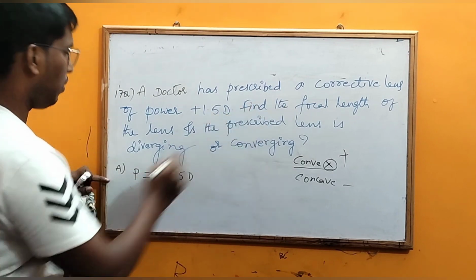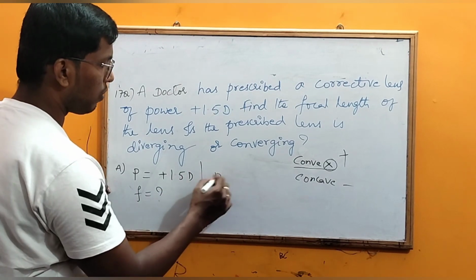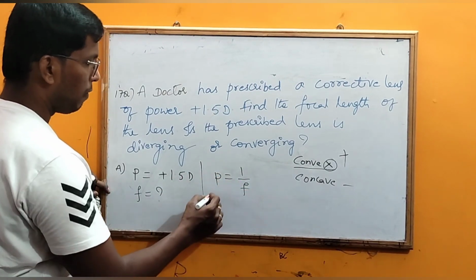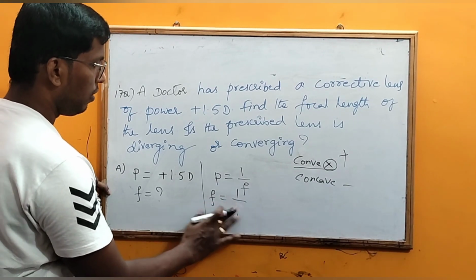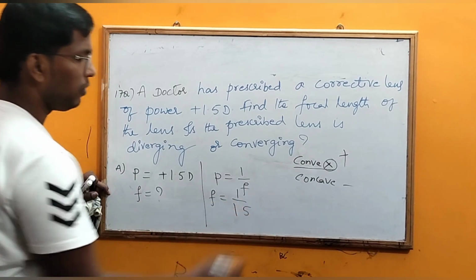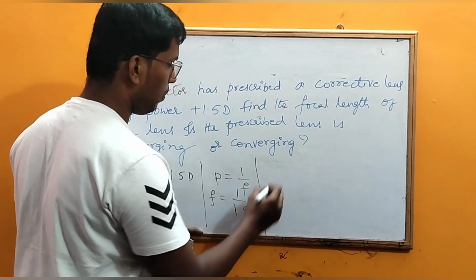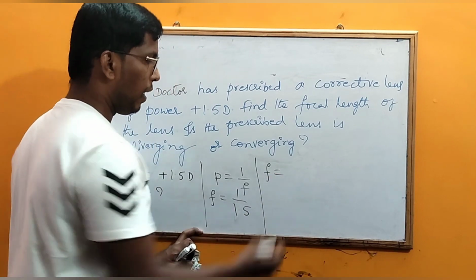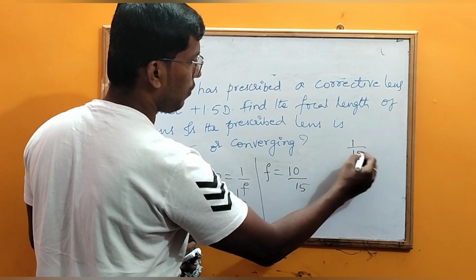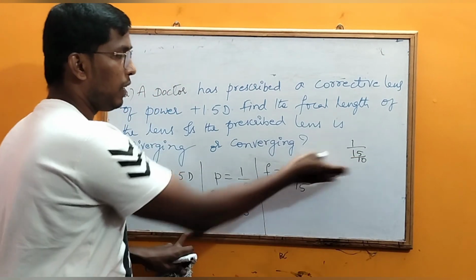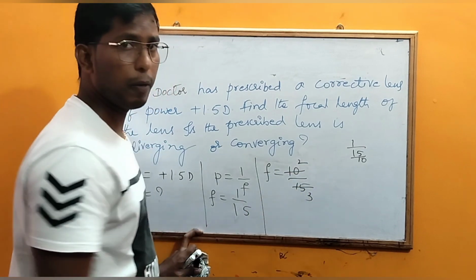So, find the focal length. Formula again: power is equal to 1 divided by F, so F is equal to 1 divided by power. The power value I will write here, 1.5. To simplify it, F is equal to 10 divided by 15. How? 1 divided by 1.5 can be written as 10 by 15. 5 2s are 10, 5 3s are 15.